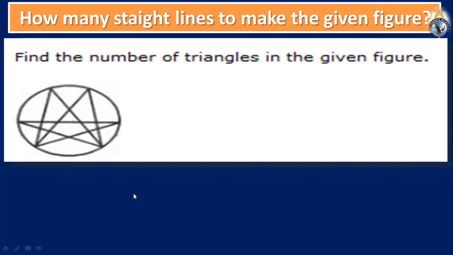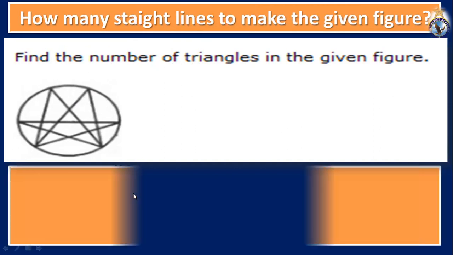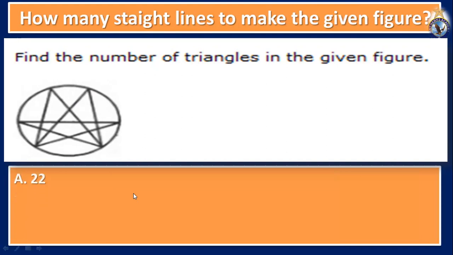The options, I can show you the options. You will have to select one of these. There may be 22 triangles, 24, 26, and the last one is 28. If you can count, I am giving you the chance. You must have a try, and you must count all those triangles. Find the number of triangles in the given figure. We are not looking for the straight lines, we are looking for the triangles.